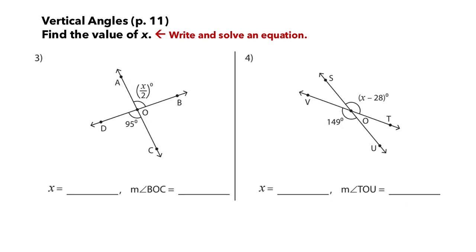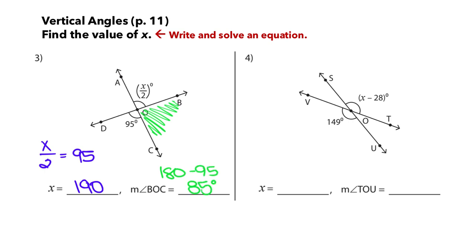Question 3. I need an equation to solve for x, please. Very good. x over 2 equals 95. And what did you get for x? 190. Very good. Okay, and now we want the measure of angle BOC. I did 180 minus 95. Good. 180 minus 95 to give you 85 degrees.